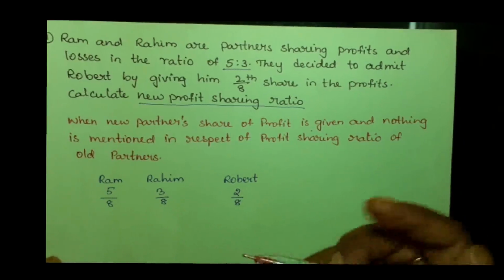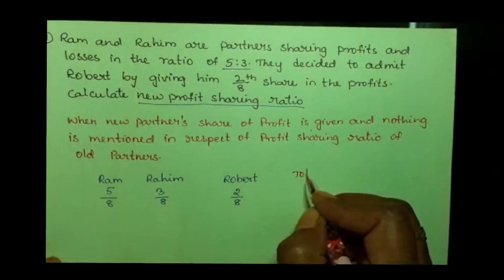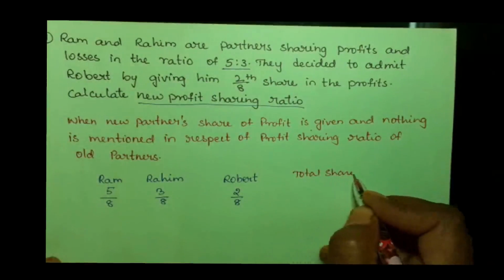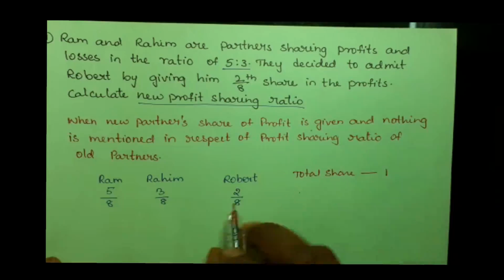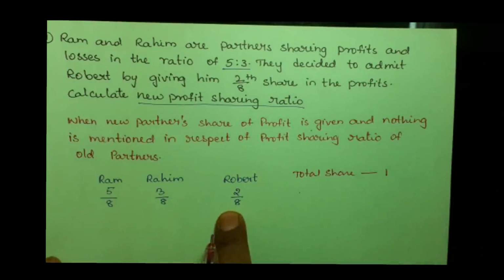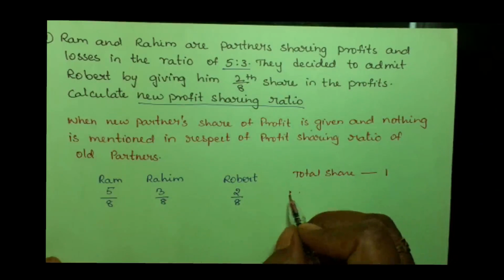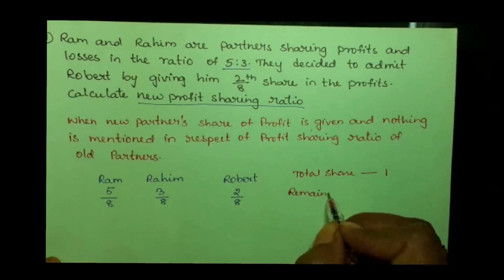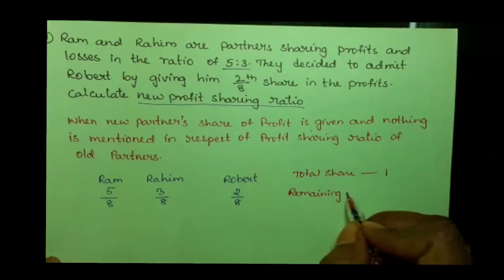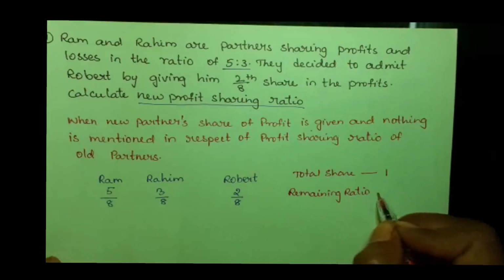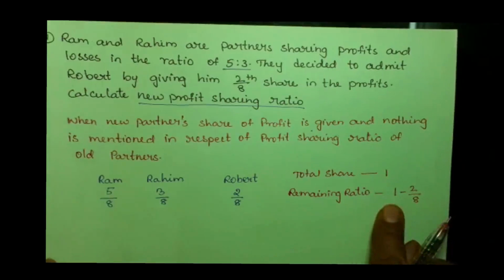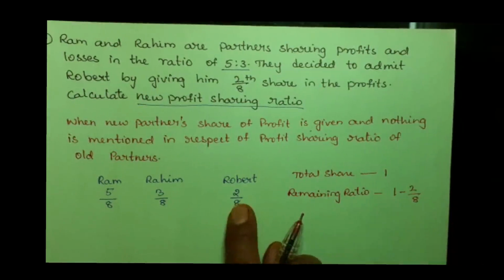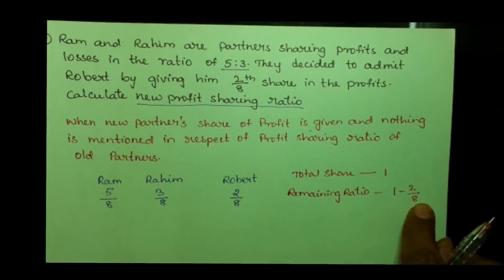Now, let us think the whole total share of the firm is 1. Let us take the total share of the firm as 1. Then what is Robert's share in that? It is 2 by 8. Then what will be the remaining ratio? It is 1 minus 2 by 8. That is, if the firm's total share is 1, then we have to subtract Robert's share, that is 2 by 8. Then you will get the remaining ratio.